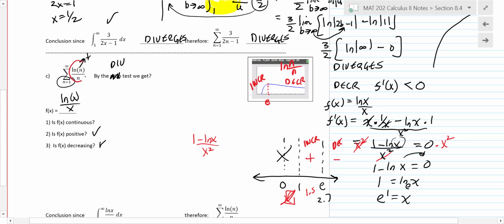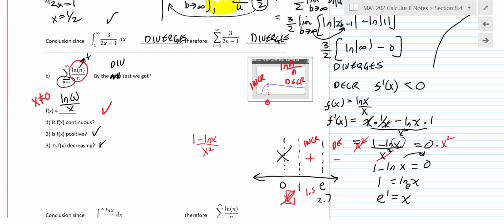Is this function continuous everywhere? Is there any place where ln x over x is undefined? 0. X can't be equal to 0. Does that matter on our series? No. How come? Series starts at 1. Good. So we're all good and we're ready to go with the integral test.